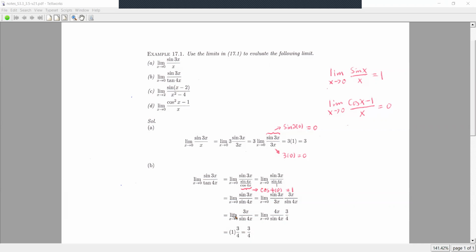Now, to find this limit, we write the function as this function. As x approaches 0, 4x approaches 0. Sine of 4x approaches 0. But 4x and sine of 4x approach 0 at the same speed. So this quotient will approach 1. Therefore, this limit is 1 times 3/4. So the limit is 3/4.